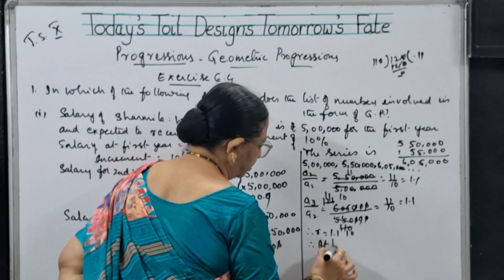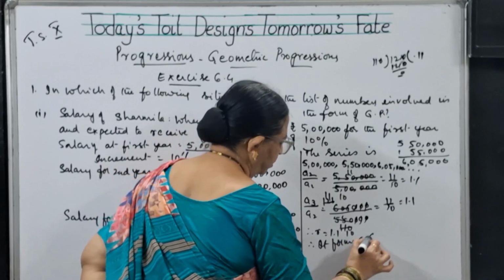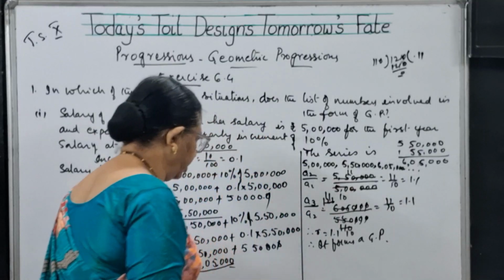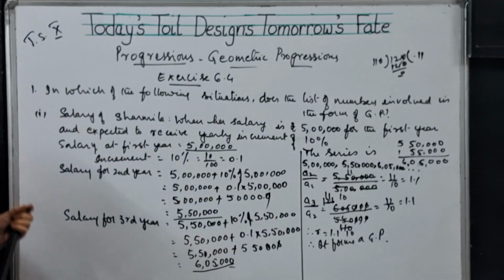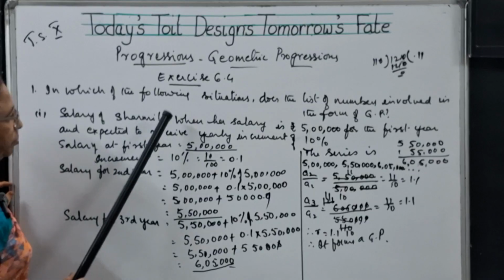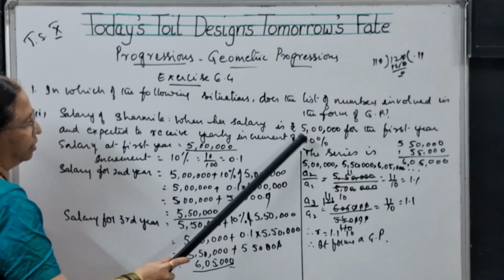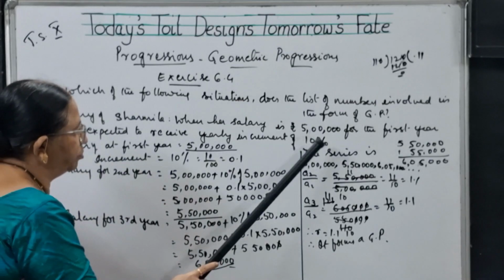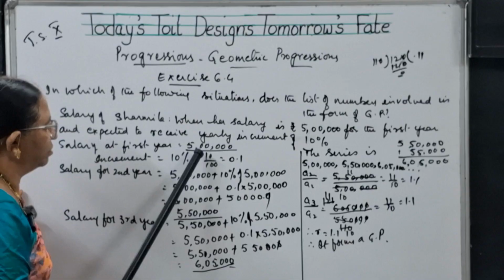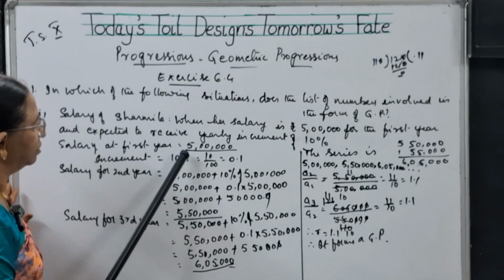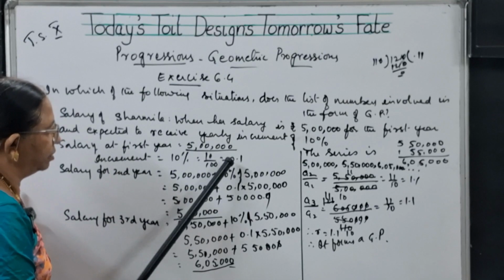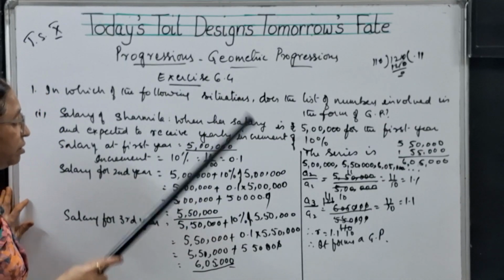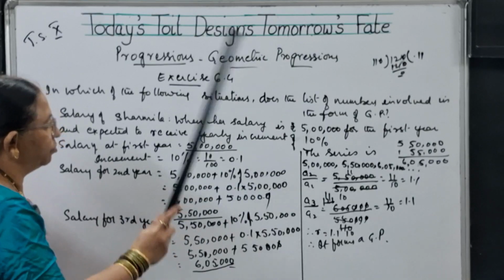Therefore, it forms a GP. This is the answer for this, children. So let us see the first bit that is given here. The salary of Sharmila is given: her salary is 5 lakh for the first year and she is expected to receive a yearly increment of 10%. So salary at first year is 5 lakh, and the increment is given as 10%. 10% means 10 by 100, that is 0.1. So the first year is 5 lakhs, and the next year is 5 lakhs plus 10% of 5 lakhs.